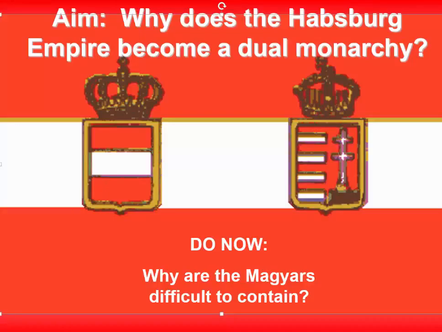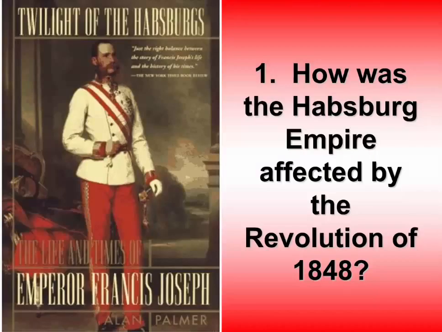Alright, so today we're talking about why the Habsburg Empire becomes a dual monarchy. So you might be curious to know why all of a sudden the Austrian Empire becomes the Austro-Hungarian Empire, and today we're going to talk about why that all happens. So the first question is, how was the Habsburg Empire affected by the Revolution of 1848?